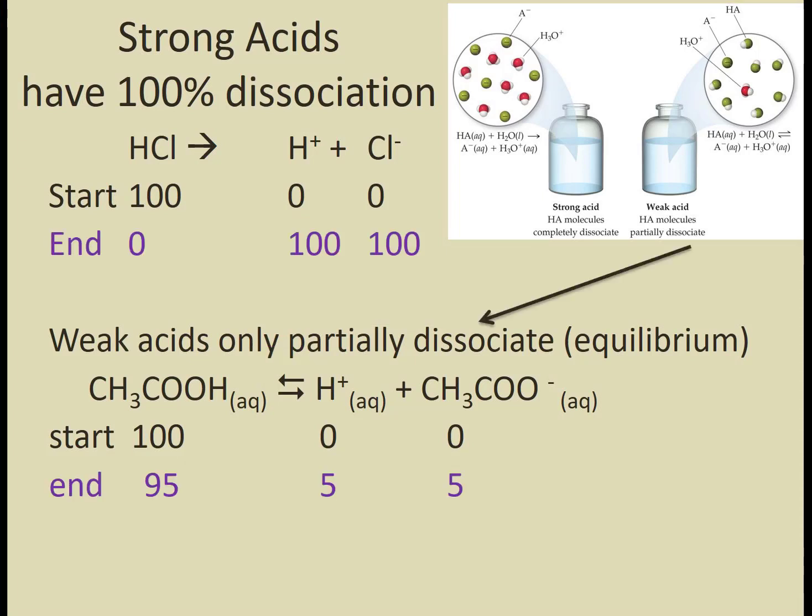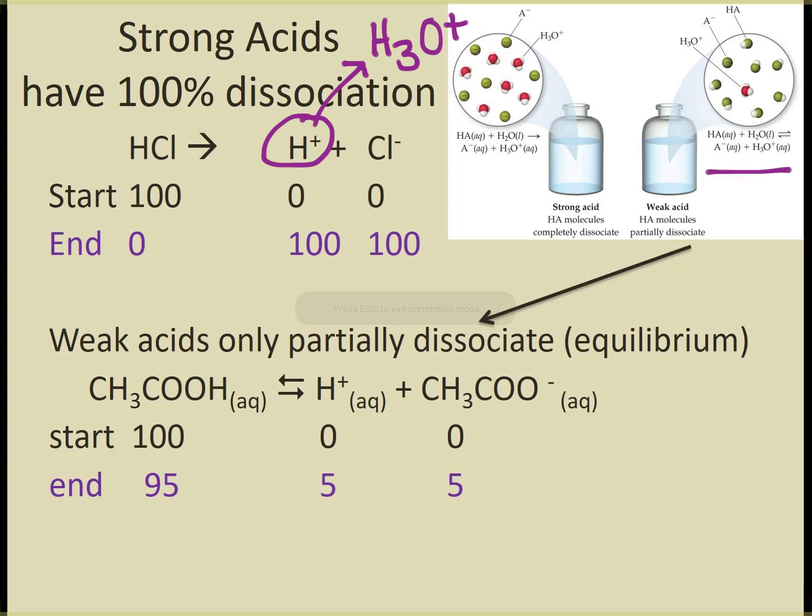So in this upper right hand corner here is a picture, and it shows that in a strong acid, everything splits up, and these hydrogen ions, you don't see them as an H plus. Instead, remember that they grab onto a water and they become hydronium, so H3O plus.